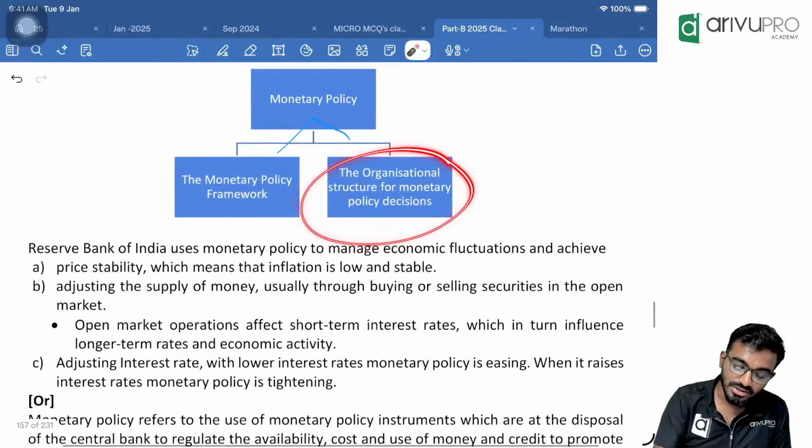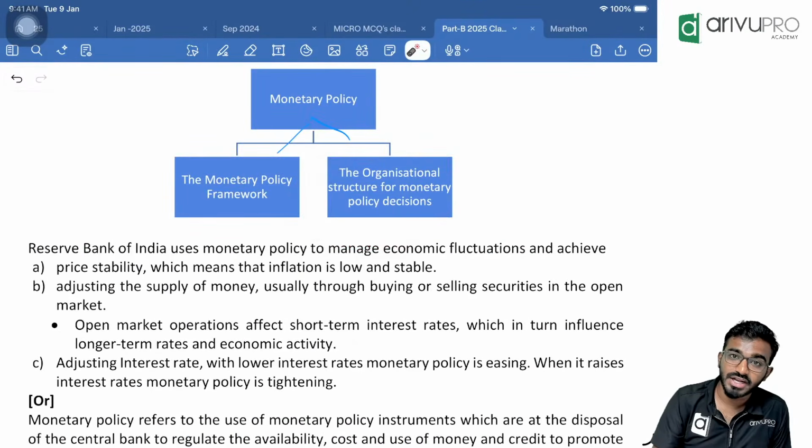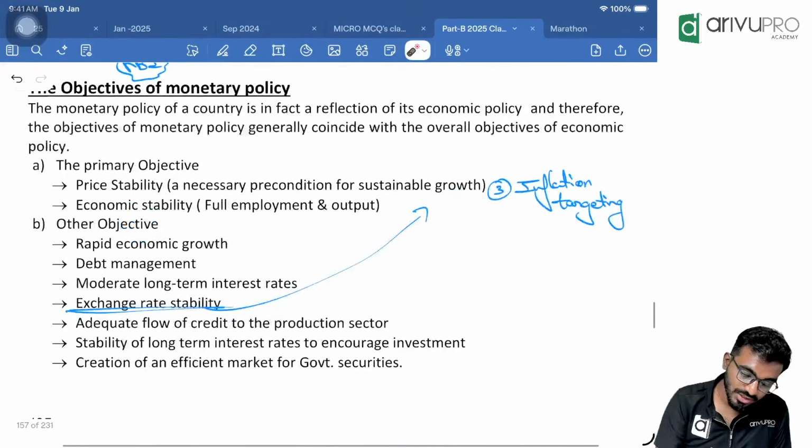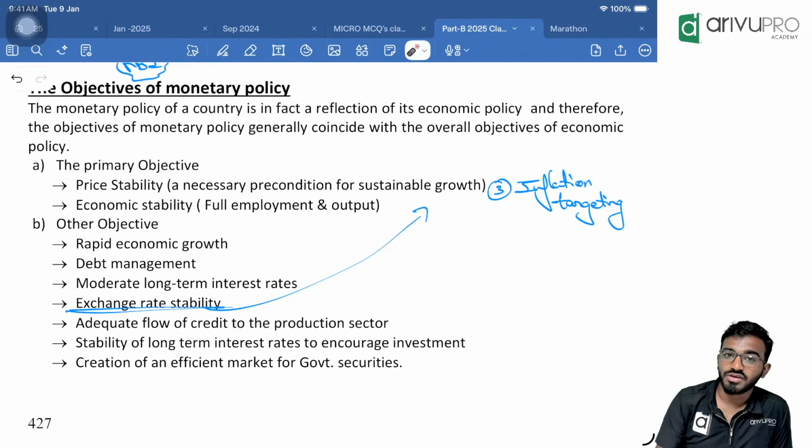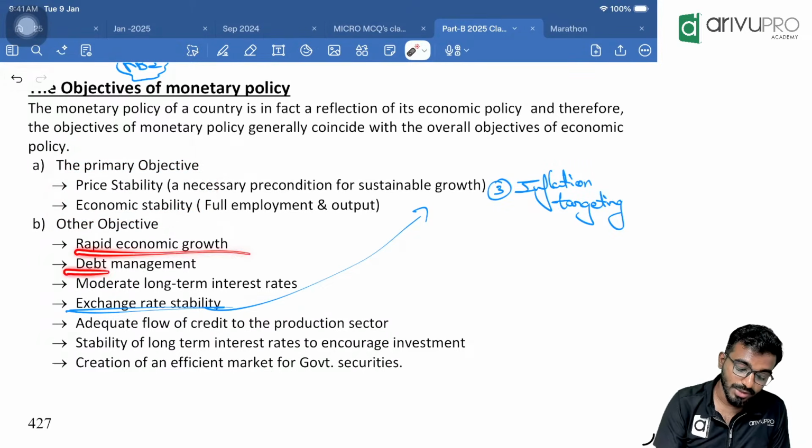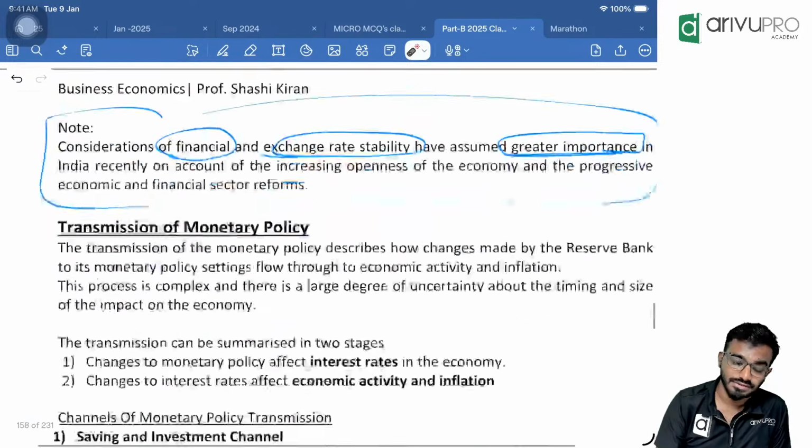See, the second topic, that is based on the Urjit Patel committee recommendation. Now inflation is also considered as a primary objective of monetary policy. But in exam, suppose the question comes, what are all the primary objectives of monetary policy? Forget inflation targeting, only consider these 2 as per your syllabus part. And rapid economic growth, debt management, moderate long-term interest rate, adequate flow of credit to production sector, all these are other objectives. So this is the very first topic.